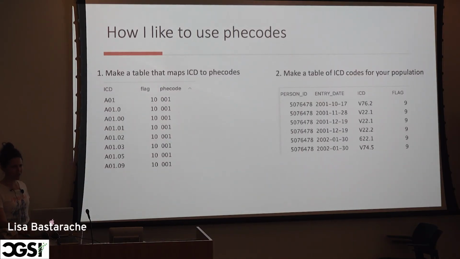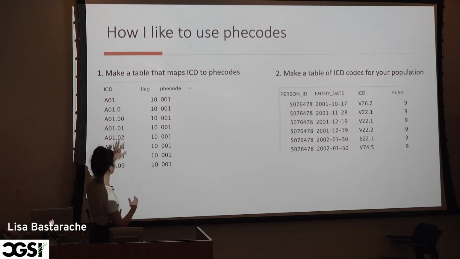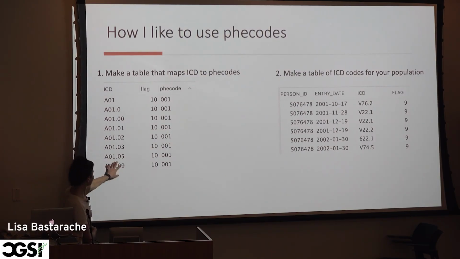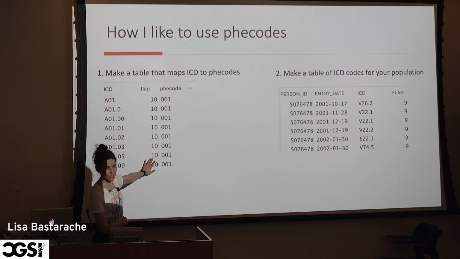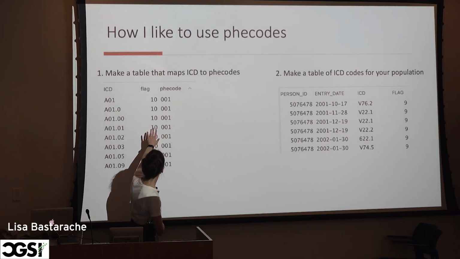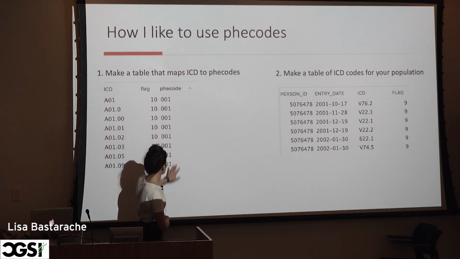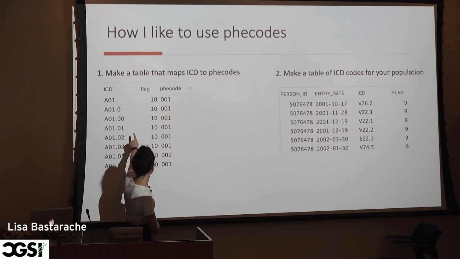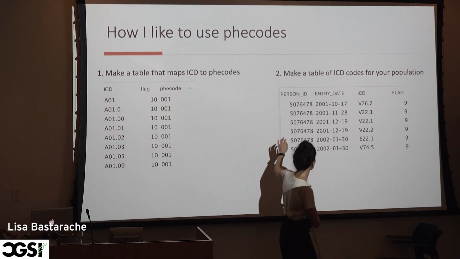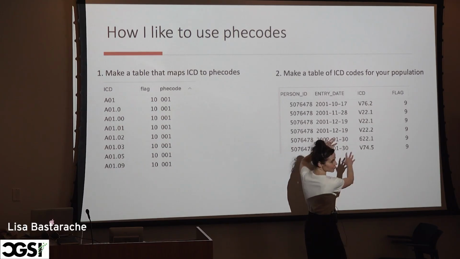This is just a really quick tutorial, the nuts and bolts of how you actually make Phecodes. Okay, you start with a table of ICDs. These are ICD-10s here. So you get a column for ICDs. You have a flag which indicates whether it's an ICD-9 or a 10. And then you have a Phecode. You can download this map file from our website, which I'll show you in a minute, or from our GitHub. And then here, you've got your data.